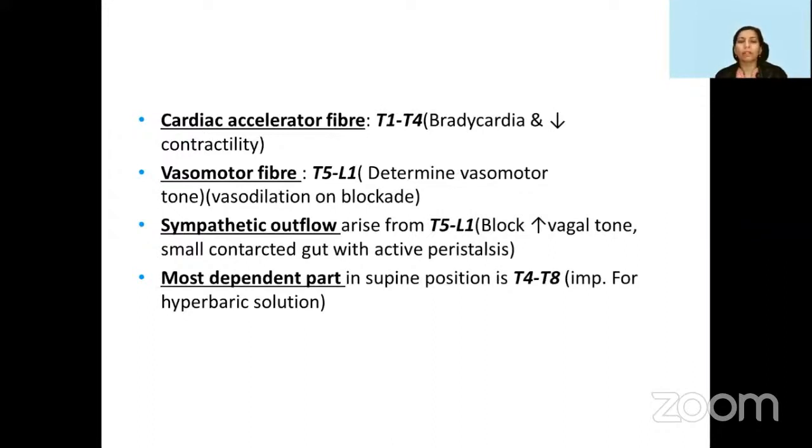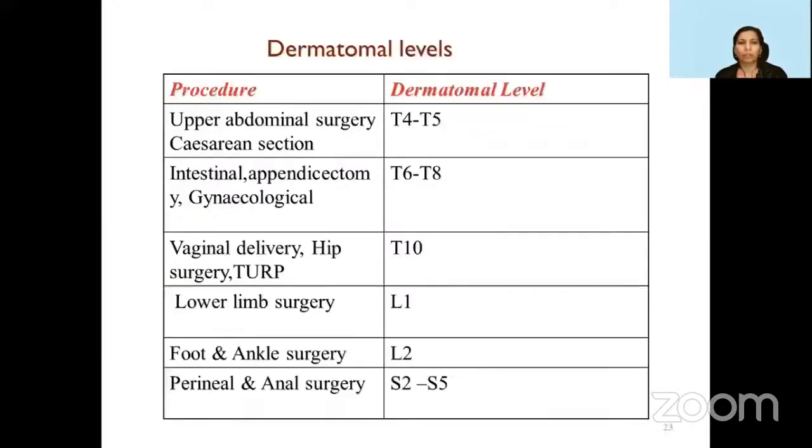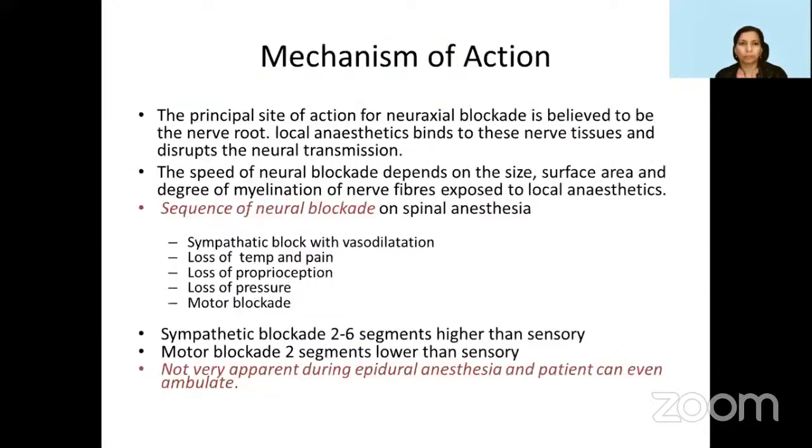The most dependent part in the supine position is T4 to T8. It is important for hyperbaric solutions because they tend to settle in this area. For upper abdominal surgery and cesarean section, a dermatomal level of T4 or T5 is required. While for appendicectomies, gynecological and intestinal procedures, T6 to T8 sensory blockade is needed. And for vaginal delivery and TURP, a T10 level of block is required. For lower limb surgery, L1 sensory blockade, and L2 for foot and ankle surgery.